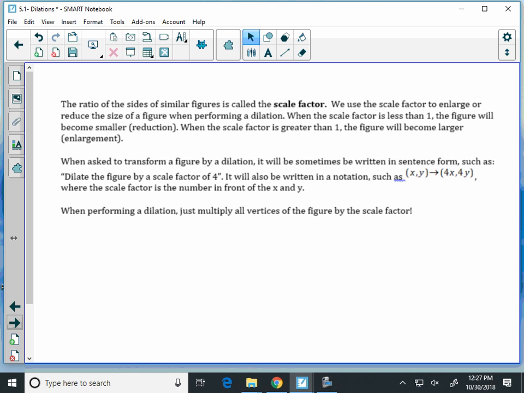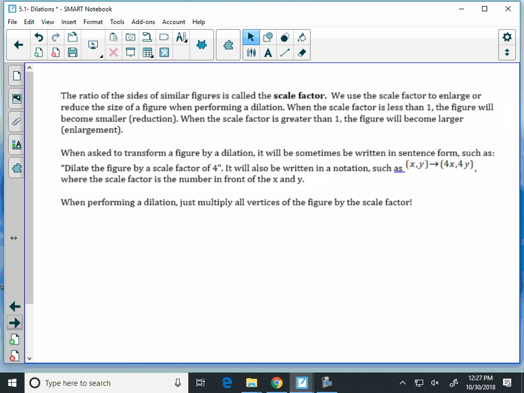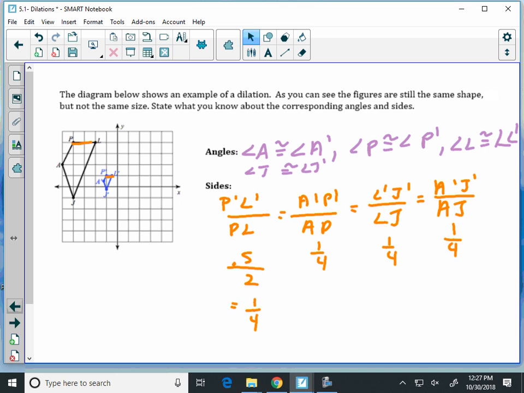You flip it over. The ratio of the sides of similar figures is called the scale factor. So if you can keep your paper flipped. So we put P prime L prime over PL and got 1/4 when we did that. That means 1/4 is our scale factor.